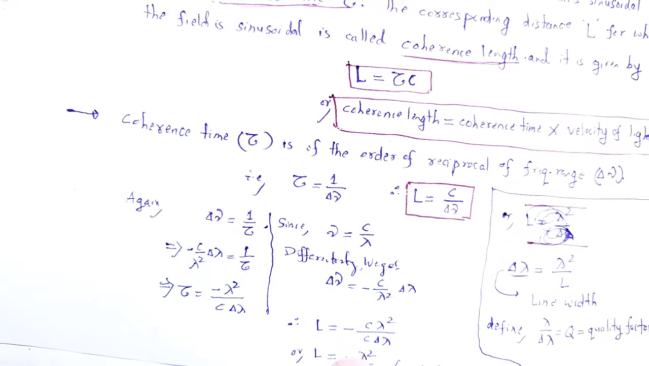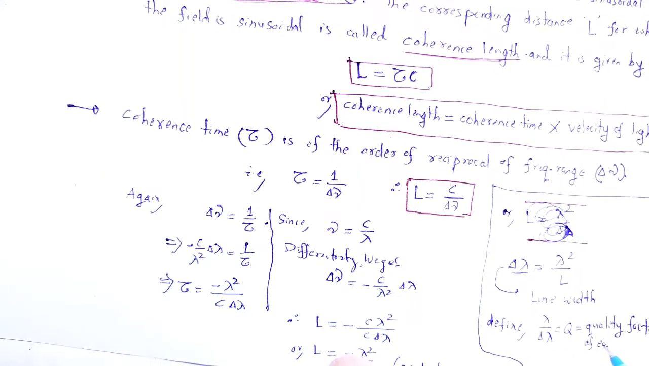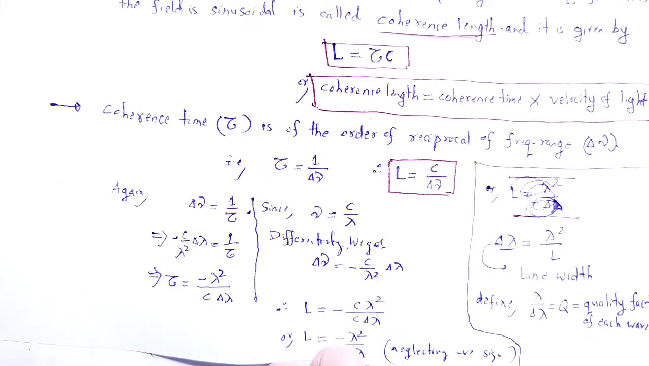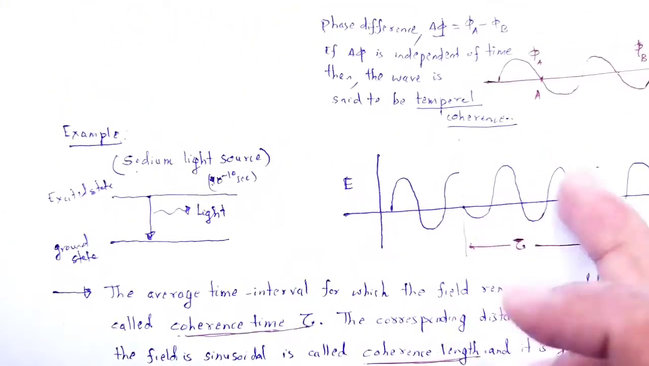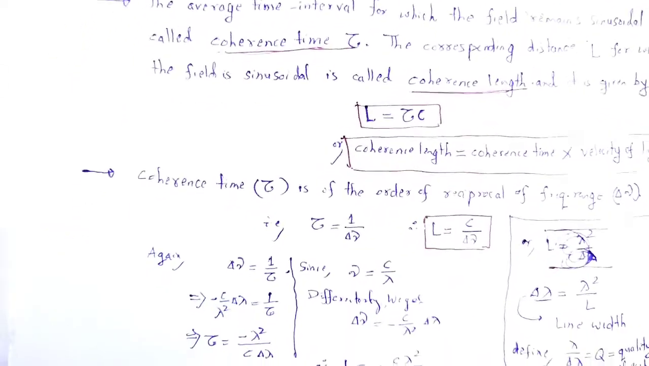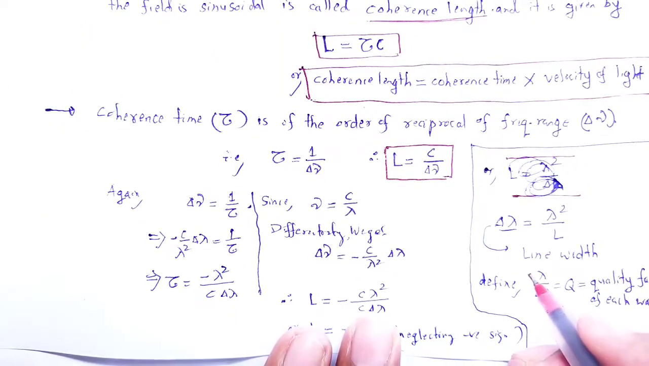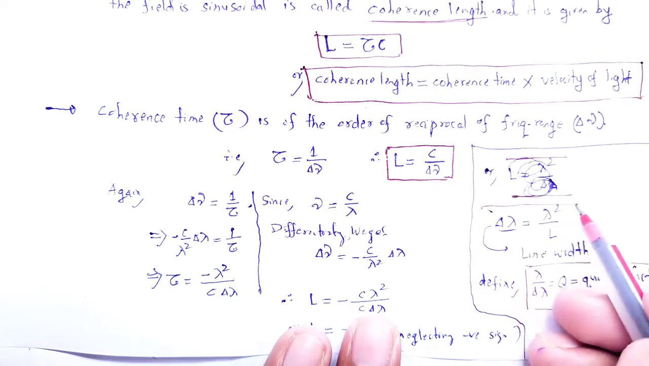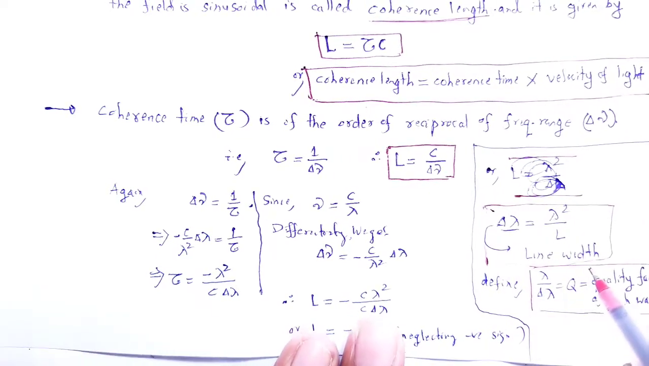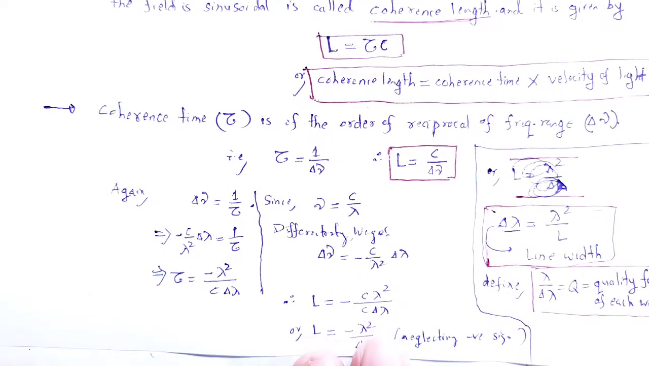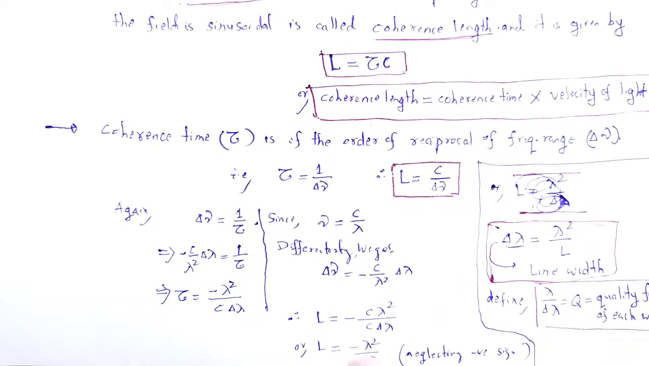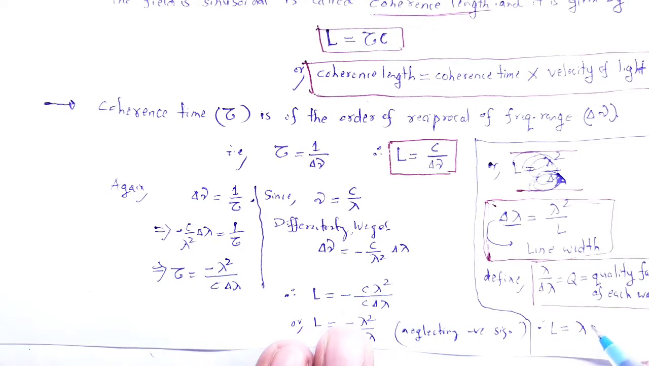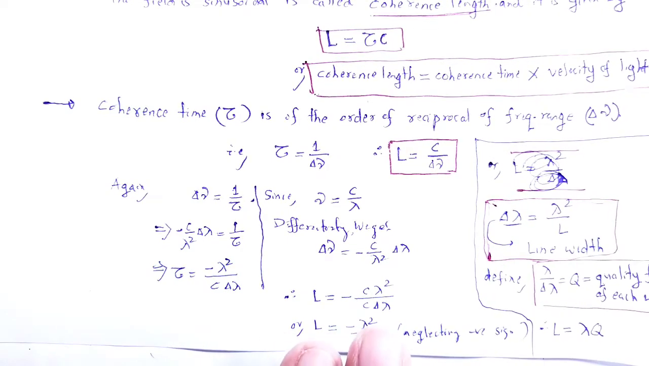Quality factor of each wave train. So, lambda by del lambda we define is the quality factor of each wave train, and del lambda is equal to lambda square by L, where del lambda is known as the line width. Now, the expression for coherence length will be how much? Therefore, L is equal to lambda into Q, wavelength into quality factor.